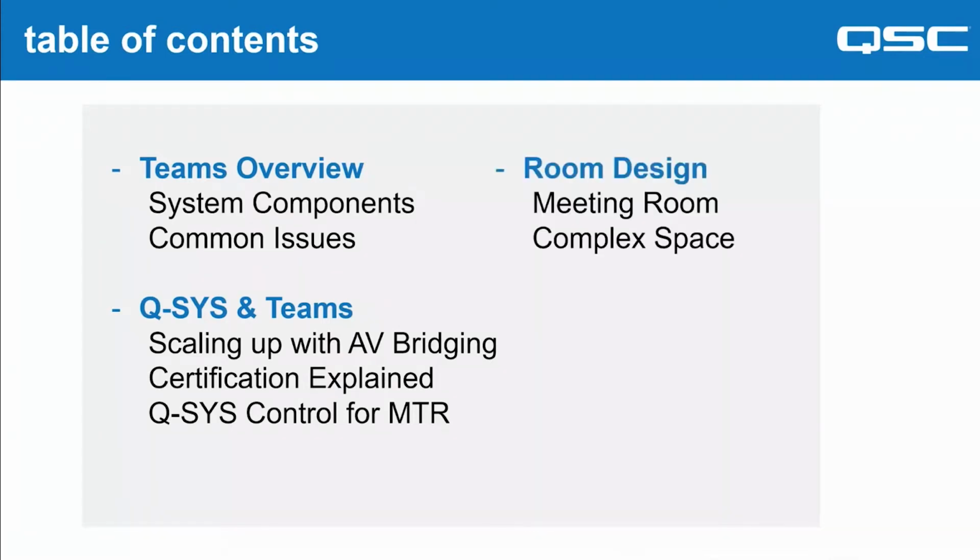And then we're going to have a look at a few actual drawings and a few room designs. We're going to start off with a medium-sized meeting room. We're going to scale that up and see what we can add when we do that. And then we're going to move into a more complex space, like a divisible space. And then just a few words at the end on some further integration we've done aside from the certification element.